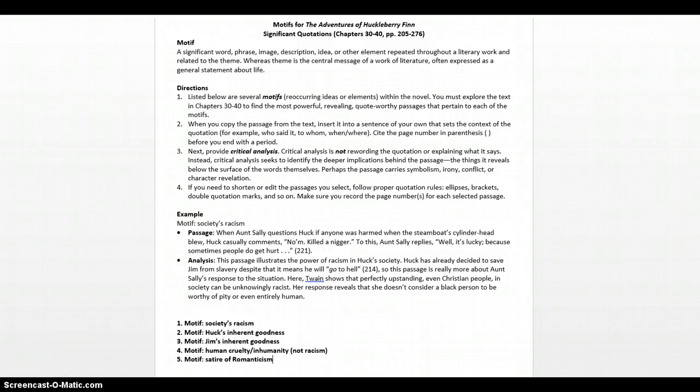So the main point of this is that you're going to be looking for examples of each of these 5 motifs in chapters 30 through 40. So I'm not asking you to look back through chapters 1 through 29, but just focus on those 10 chapters.